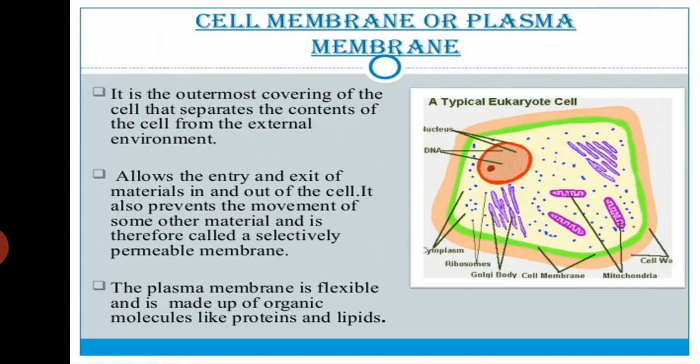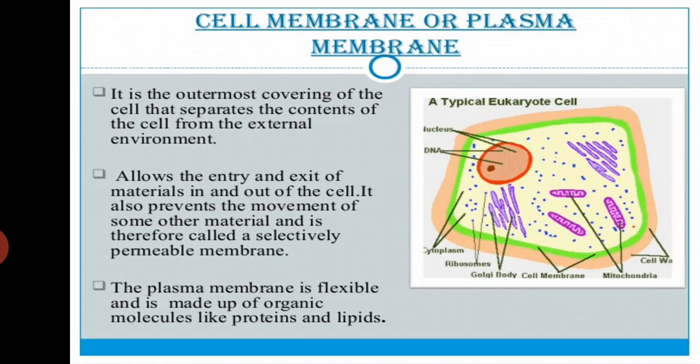It is called the semi-permeable or selectively permeable membrane. Why? Because it allows the entry and exit of certain material in and out of the cell. It also prevents the movement of some other material and is therefore called a selectively permeable membrane. Yes, ये अपने आर पार से सिर्फ कुछ ही चीज़ों को अंदर जाने या बाहर आने की अलाउ करती है या परमिट करती है, इसीलिए इसे हम सिलेक्टिवली परमिएबल मेम्ब्रेन भी कहते हैं.